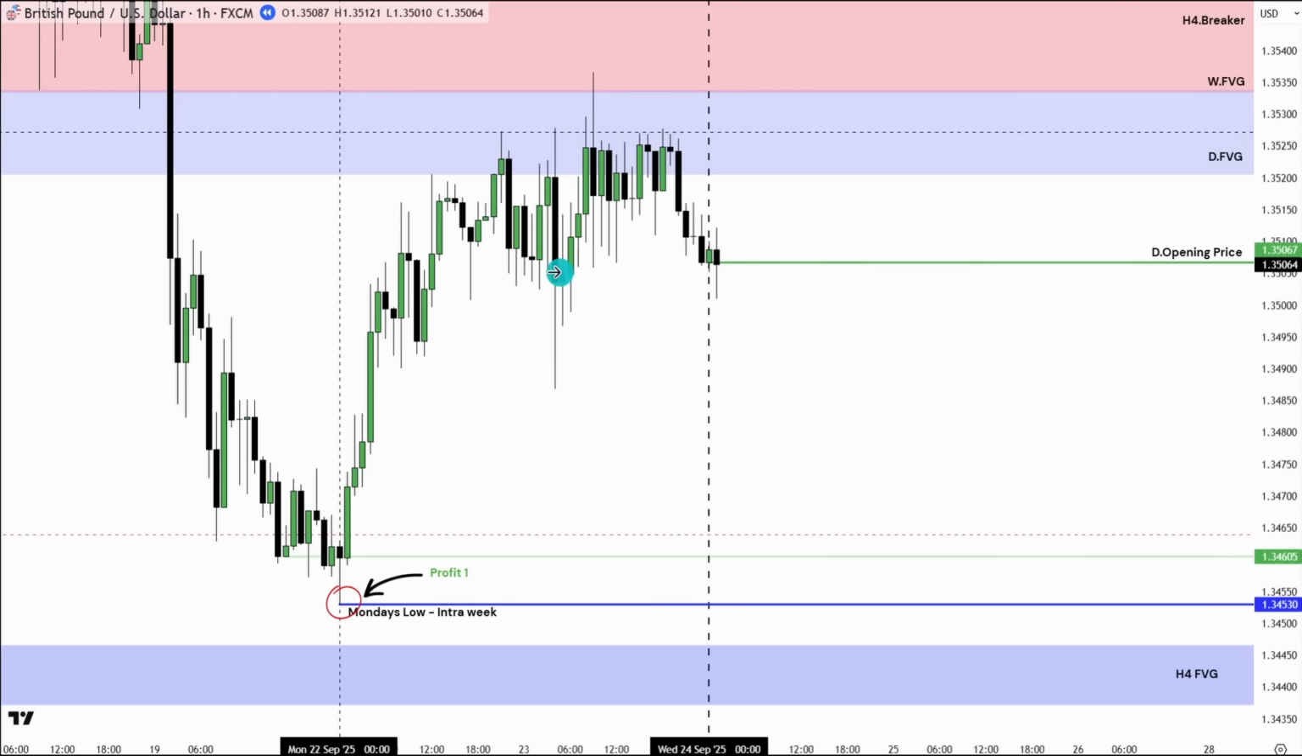Now, if we zoom back out to the hourly time frame, we have that daily opening price over here on Wednesday. We have our first profit target down here, which was Monday's low.